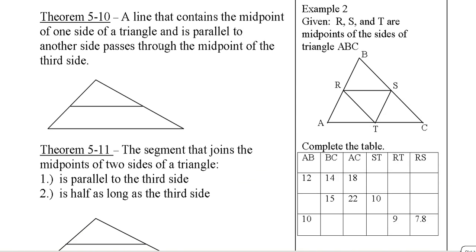Theorem 5.10 says, a line that contains the midpoint of one side of a triangle, so I'm going to call this the midpoint of one side of a triangle, and is parallel to another side. We're going to say that these are parallel then. It says that this must pass through the midpoint of the third side. So our conclusion is that these two are congruent. So I'll label these A, B, and C. Our conclusion would be that AB is equal to BC because we have the midpoint on one side and we're parallel to this side. Okay?